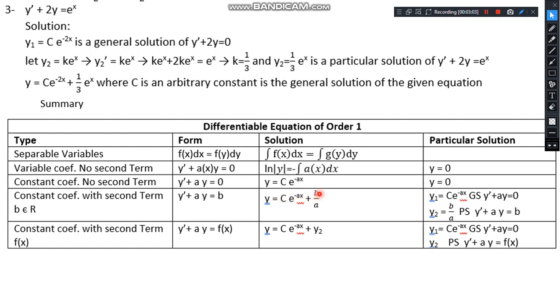And if you have it equal to b, this is the particular solution, this is the general, and this is the set of solutions. Here y1 = c e^(-ax), the general, and for y' + ay = b, the particular solution is b/a. And if you have y' + ay = f(x), it will be c e^(-ax) plus y2. To find y2, it will be given, like here in this example. So they give you y2 so that you can write it. So you need to memorize all of these. This is to memorize by heart.